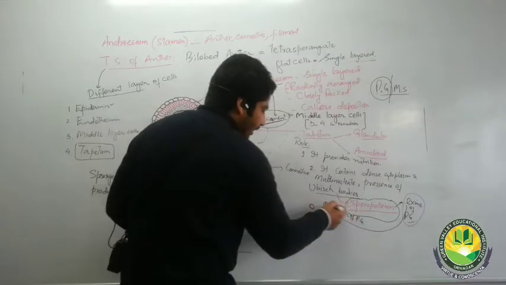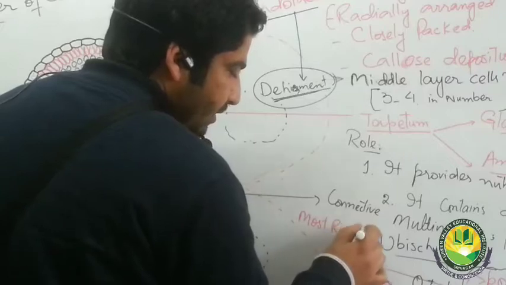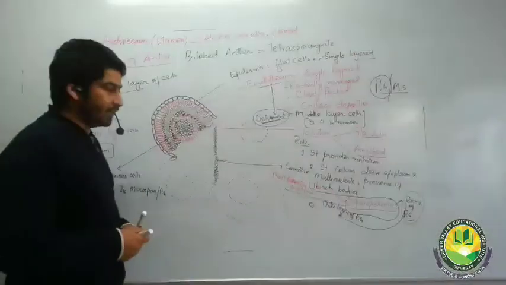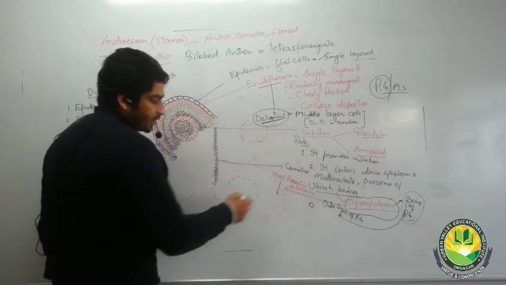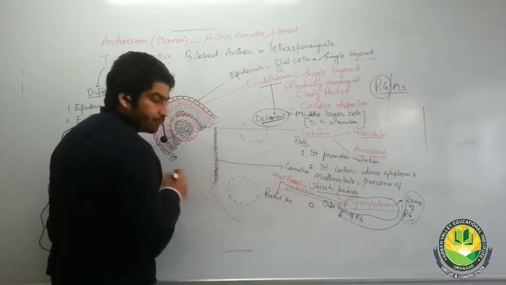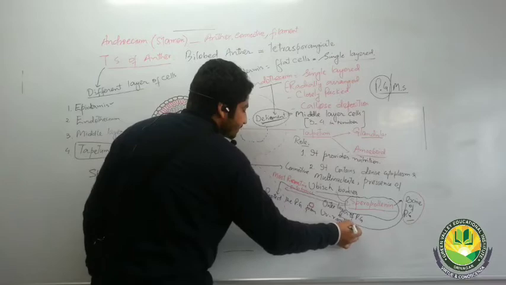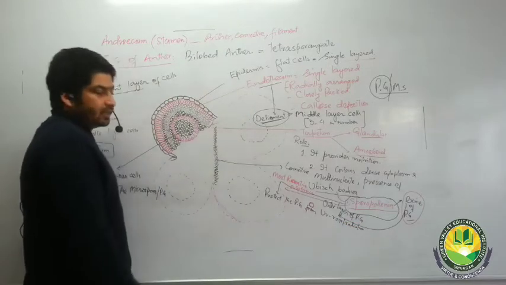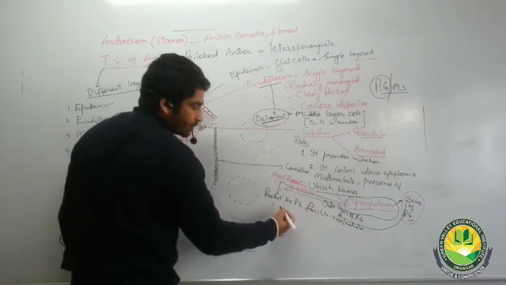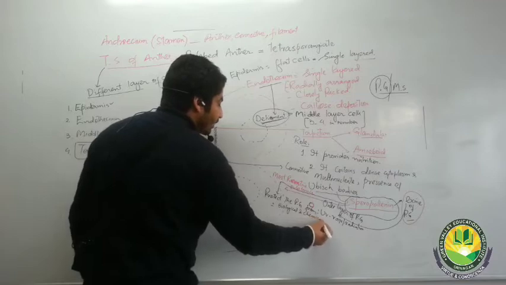Why is this sporopollenin secreted here from the Ubisch body? Now we say that this sporopollenin is the most resistant substance. It is going to help in a number of things about this pollen grain. It protects the pollen grain. Sporopollenin is going to protect the pollen grain from ultraviolet rays or radiations. Second, it is going to protect the pollen grain from biological and chemical degradation.